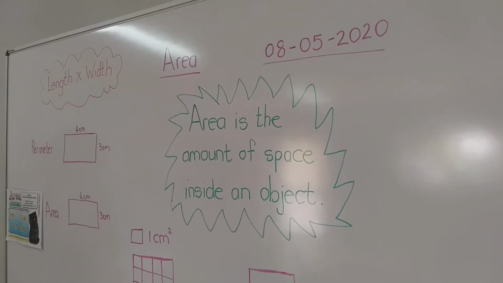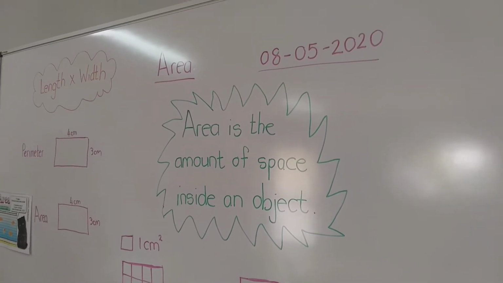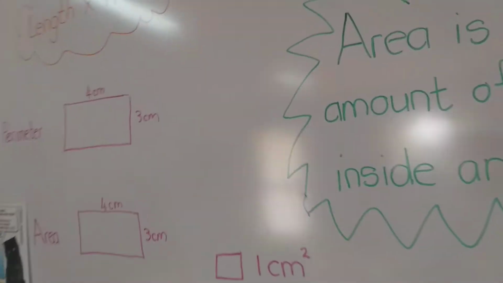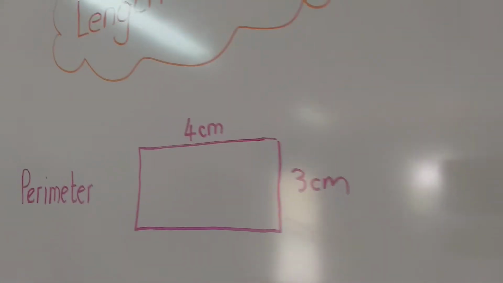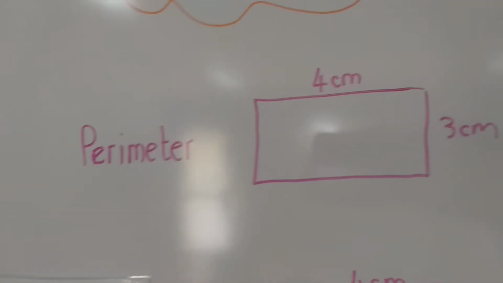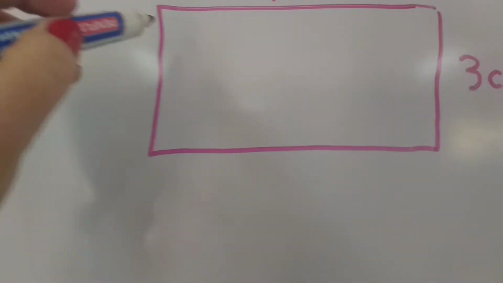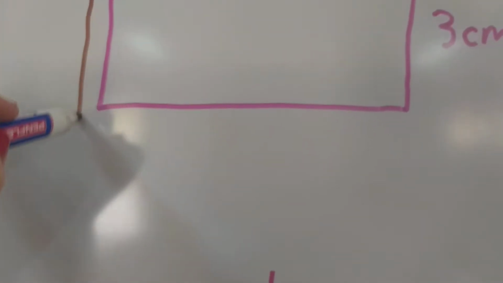All right, guys, today we are going to do area. But just to recap, yesterday we did perimeter. If you watched the video and understood the concept of perimeter, you will remember that perimeter is measuring the distance around an object.